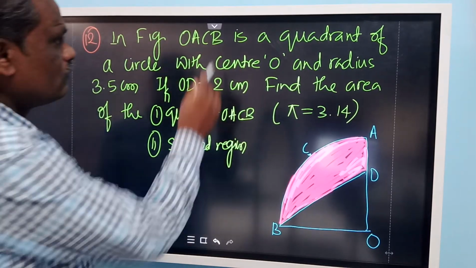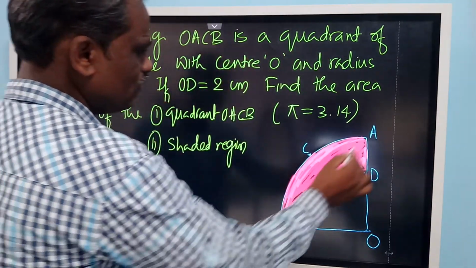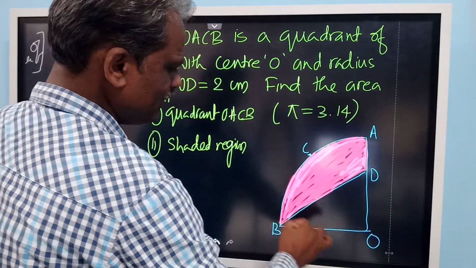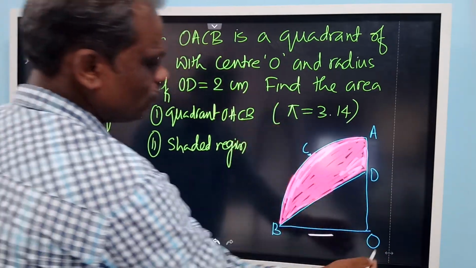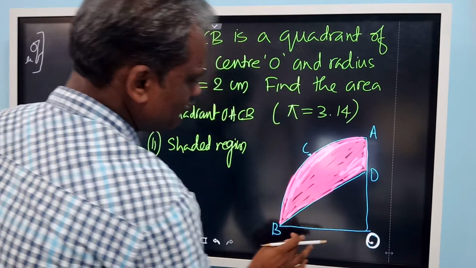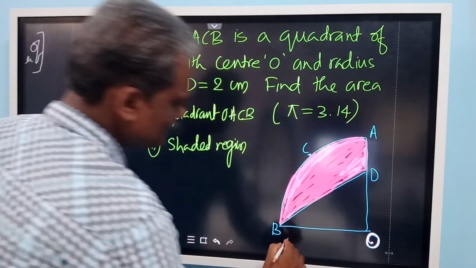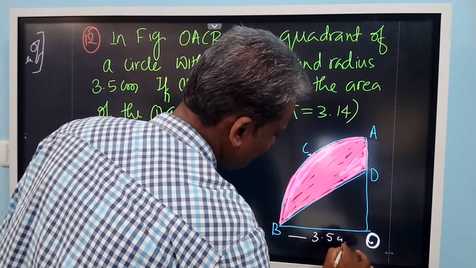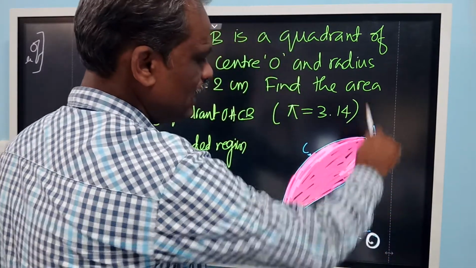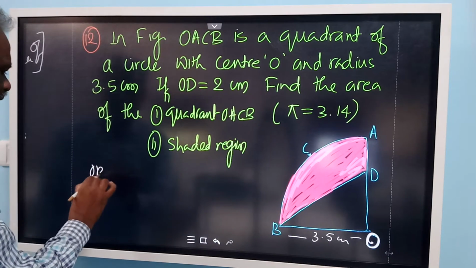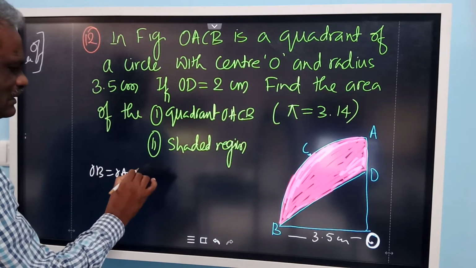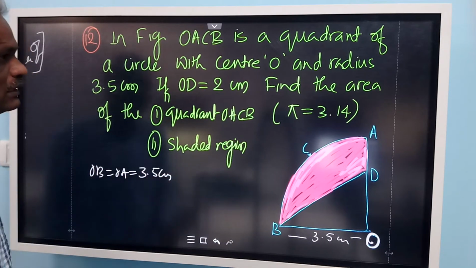In the figure, OACB is a quadrant of a circle with center O. This is the center of the circle, and the radius is 3.5 centimeter. So from here to OB is 3.5 centimeter. OB and OA are radii, so you can write OB is equal to OA, it is 3.5 centimeter.